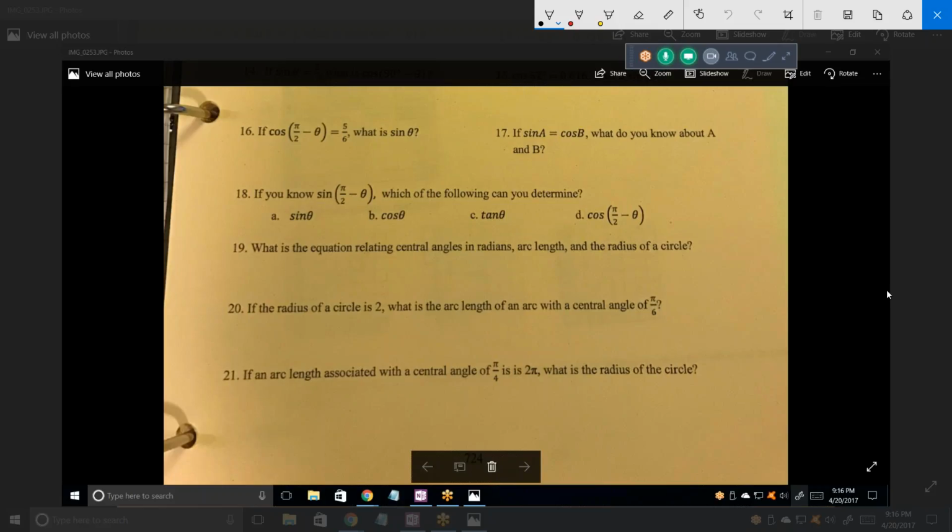All right. So if you know the sine of theta, which of the following can you determine?